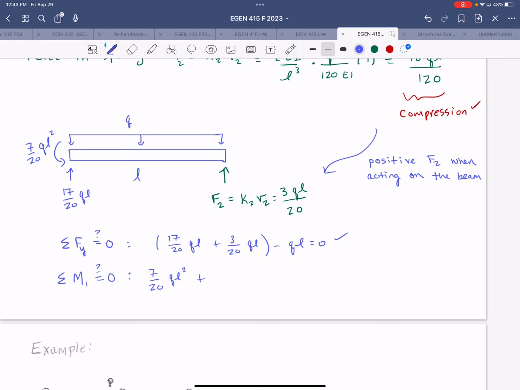So we have our moment at the left plus, if we sum moments about 1, then we just have the spring force with a moment arm of L, and then the distributed load is going to be the magnitude of QL times a moment arm of L over 2. And that does check out.